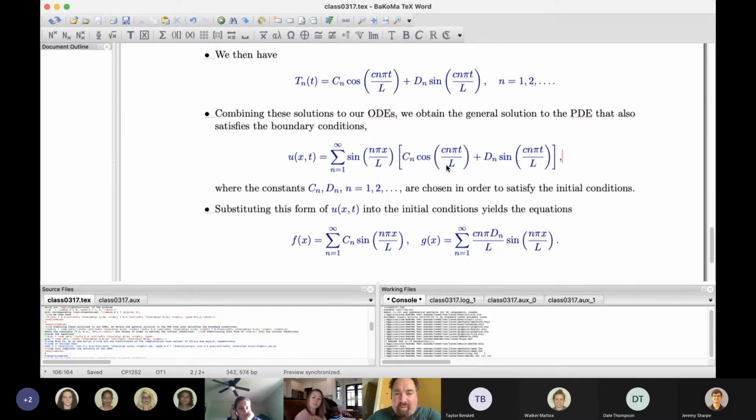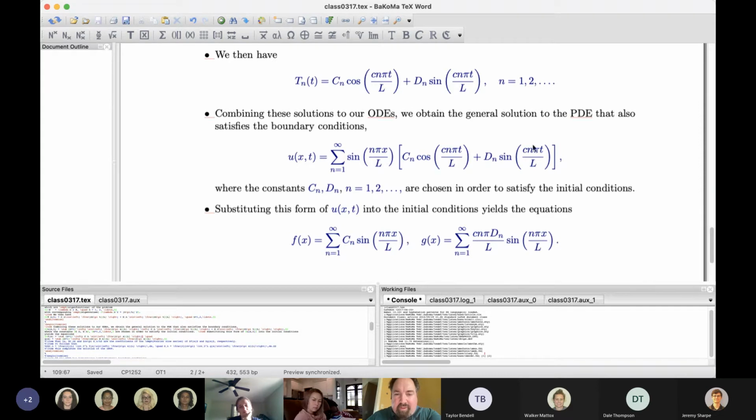So now how do we take care of the initial condition? Well, if I plug in t equals 0 in here, the sine will go away. This whole term goes away. The cosine will be 1. So I just get this, and it has to equal f of x.